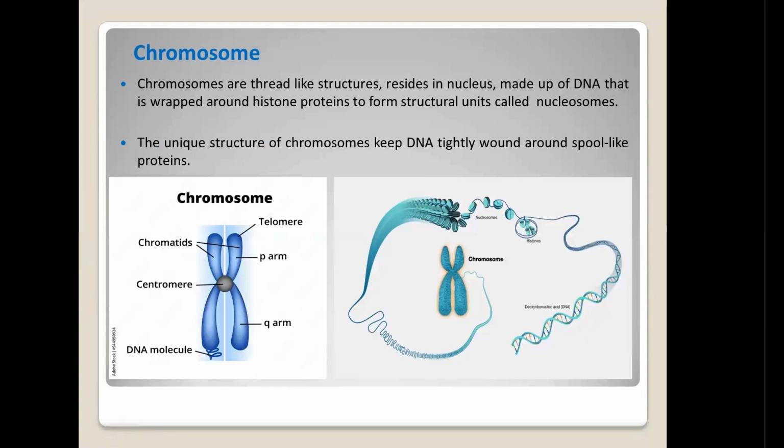Okay, that was about the number. Let's move forward with the morphology of chromosomes. Chromosomes are thread-like structures made up of DNA and histone proteins. These proteins are wrapped around the DNA. As we can see here, this is the DNA and these are the histone proteins which wrap this thread-like DNA to form nucleosomes. Nucleosomes are nothing but a structural unit of chromosome, made up of DNA and protein.